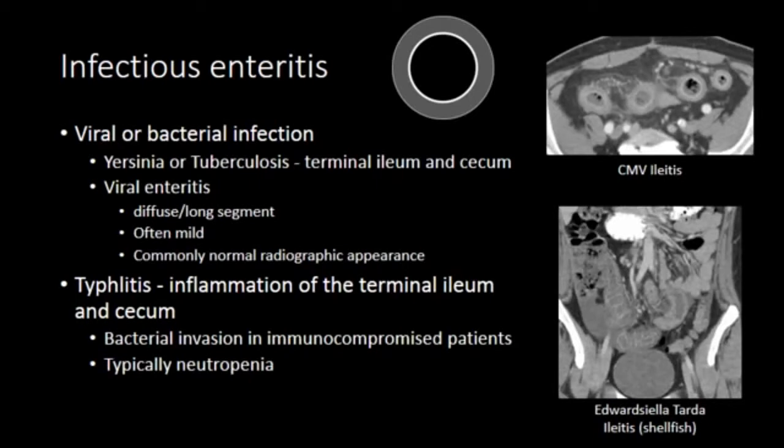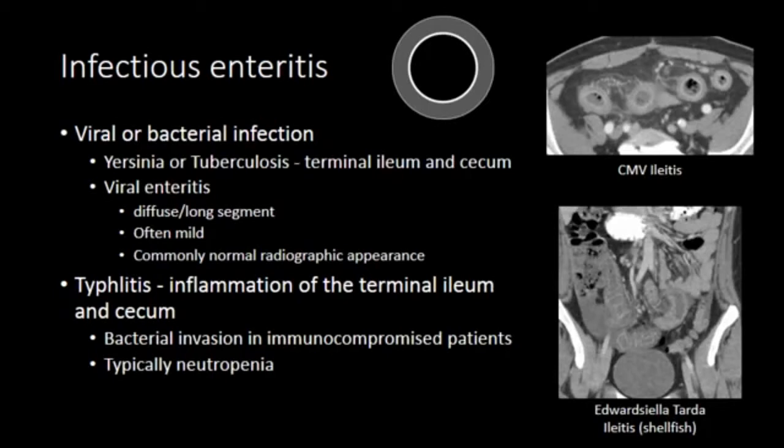Typhlitis is another type of infectious enteritis that is seen in immunocompromised patients, often patients who have neutropenia. It is felt that in patients with severe neutropenia, there is transmural migration of small bowel or colonic flora that results in inflammation of the bowel wall.